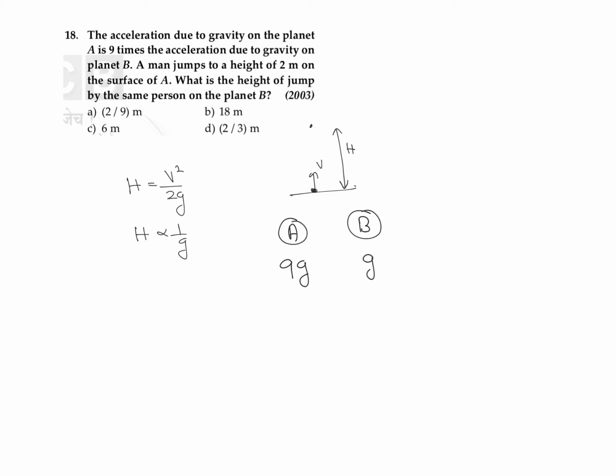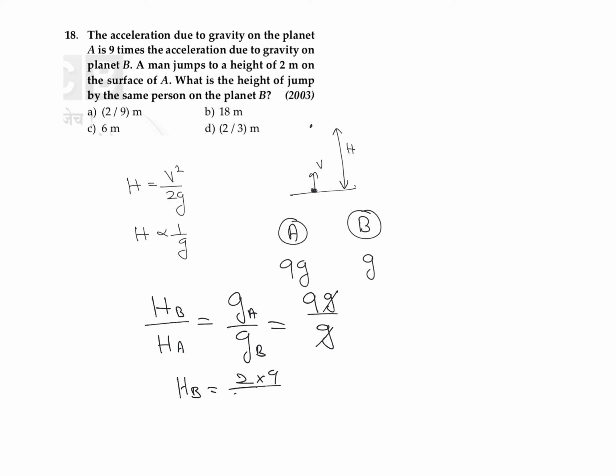So we can write height is inversely proportional to g. As h is inversely proportional to g, we can write h on planet B divided by h on planet A equals acceleration due to gravity on planet A divided by acceleration due to gravity on planet B. Acceleration due to gravity on planet A is 9g and that of planet B is g. So HB by HA is 9, and the value of HA is given as 2. So we can write it as 2 into 9, which is equal to 18 meters.